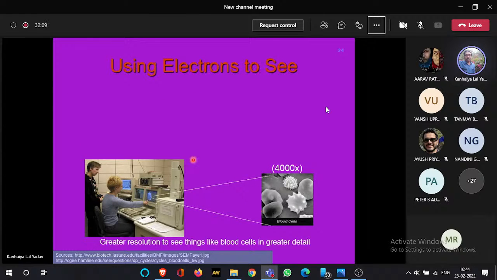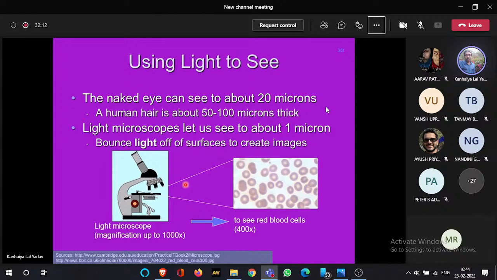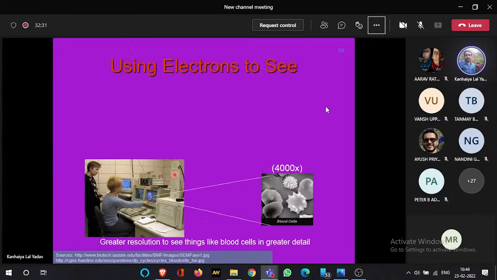If you want to see smaller than that, look at the blood cells here: you just see some spherical shapes, in 2 dimensions, just this type of structure. If you want to see the details, you need larger focusing power, which is not possible with this optical microscope. So there is the electron microscope, this type of system. It is available at IIT also, and in many research labs in different places. Here it can go up to 4,000 times.